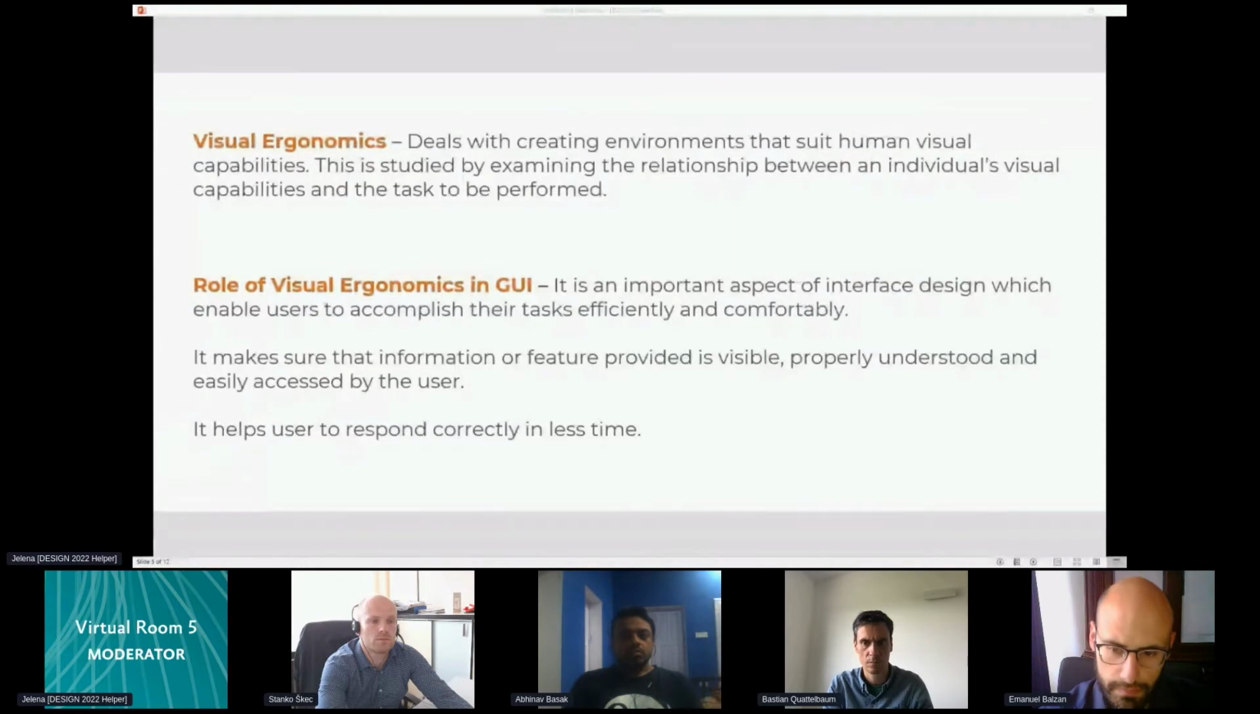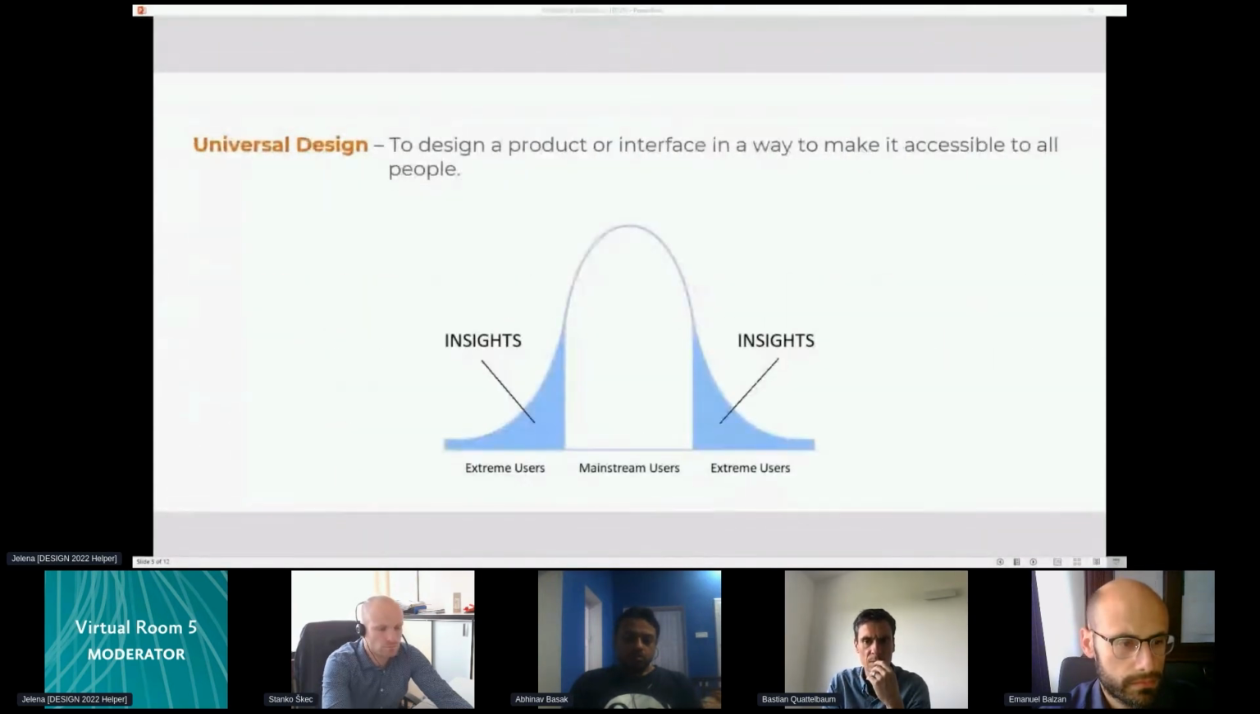It makes sure that the information or the feature provided is clearly visible, properly understood, and easily accessible to the user. It assists the user to respond correctly in less time. Universal design is a process of creating a product or interface that is accessible to users with a wide range of abilities. The figure shown here is a normal distribution curve representing the presence of the user categories.